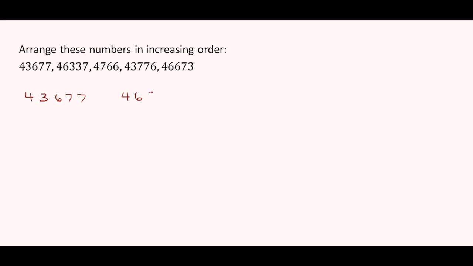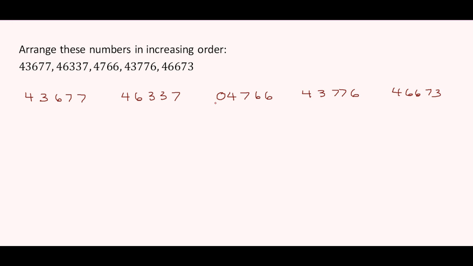46337. Now we have 4766. 43776. And 46673. Now we see that one of these has only 4 digits. Because it's a whole number, we're going to put a 0 on the left-hand side.